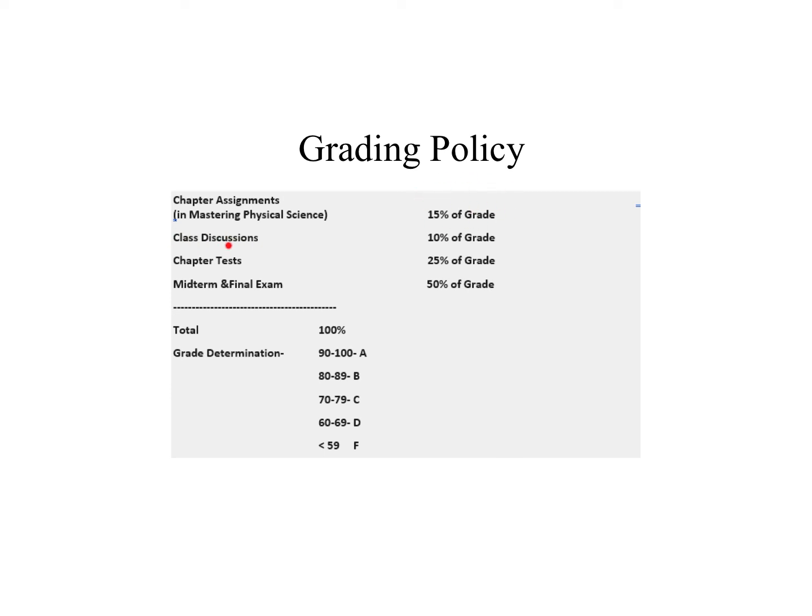The class discussions, you're going to have 3 different discussion boards that you're going to have to participate in over the course of the semester, and those discussion boards will constitute 10% of your grade. And then each week, in addition to a homework assignment, you're going to take a test, and the test will be over the chapter that you were expected to read, and all of the chapter tests will comprise 25% of your grade. And so these first 3 items, they represent the online portions of the course, and that gives you about 50% of your grade from the work you're doing online.